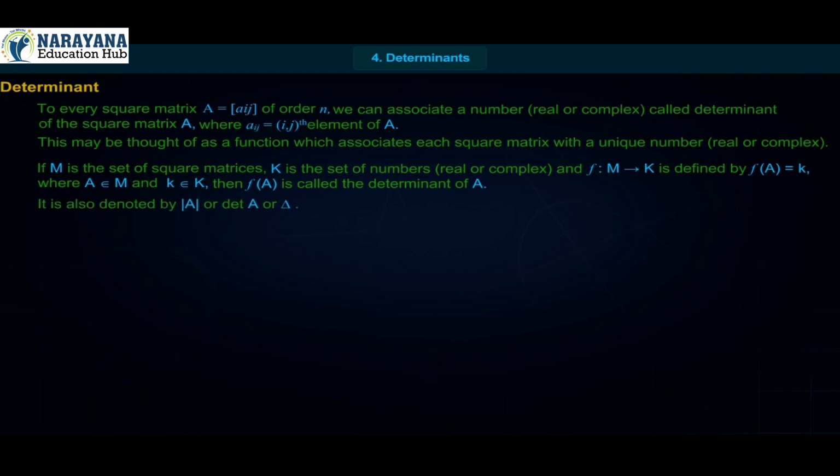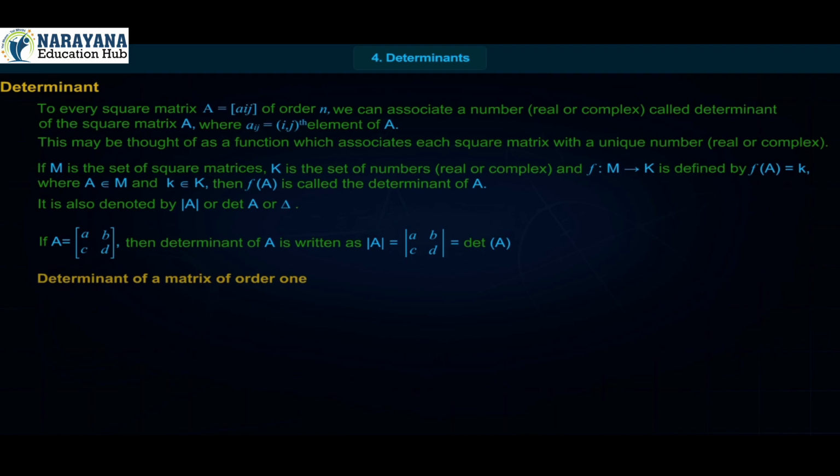It is also denoted by |A|, det A, or delta. If A is the matrix [a b; c d], then the determinant of A is written as |A| = |a b; c d|. Determinant of a matrix of order 1. Let A = [a] be a matrix of order 1. Then the determinant of A is defined to be equal to a.